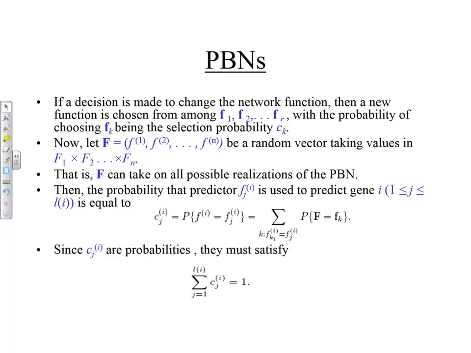So if the decision is made to change the network, and again, if somebody is not following something here, just stop me. We can discuss further, right? Because this is again stuff that is distilled from those papers, which you can go and read. But I think we are trying to give the big picture and cover stuff in an intuitive way. So there's no reason that you shouldn't understand. And if you don't, just question me and we'll stop and try to explain a little bit more. So if a decision is made to change the network function, then a new function is going to be chosen from all those r network functions, with the probability of choosing Fk being the selection probability ck.